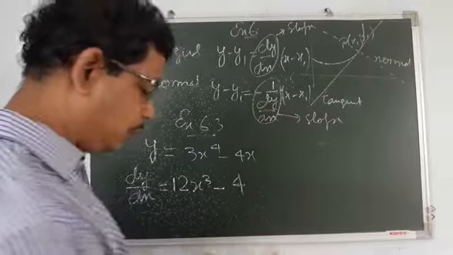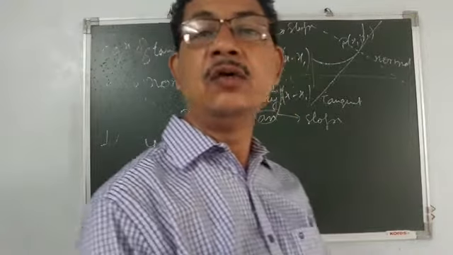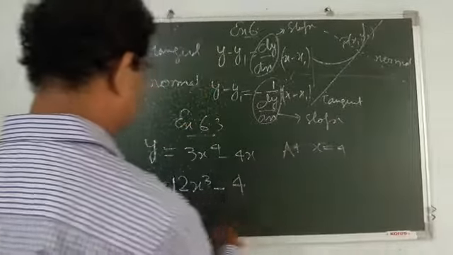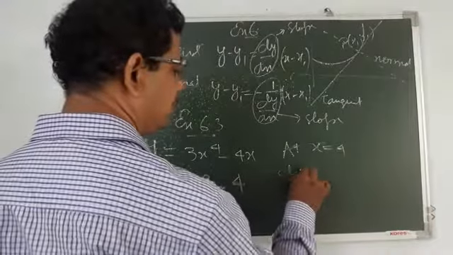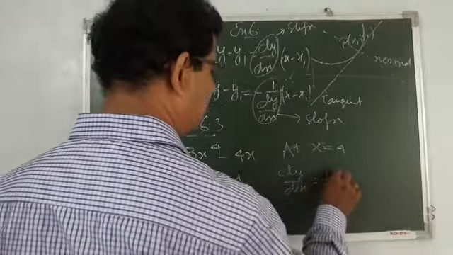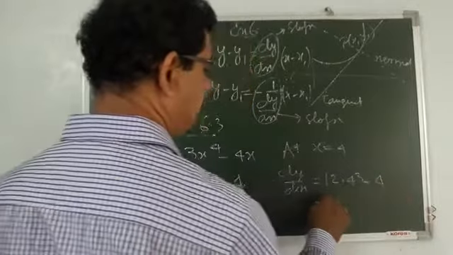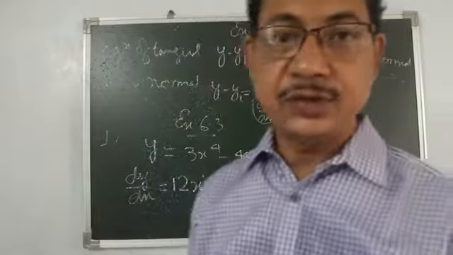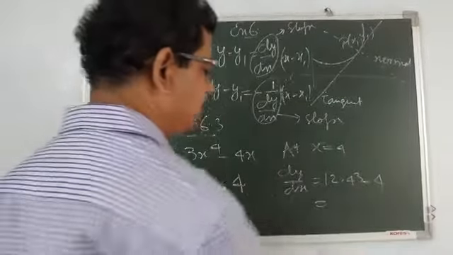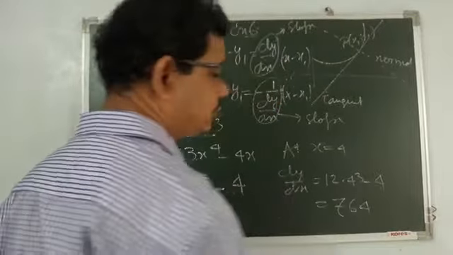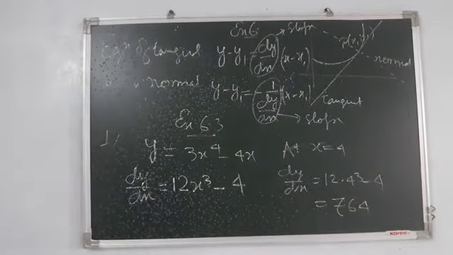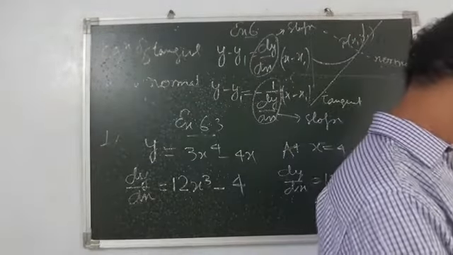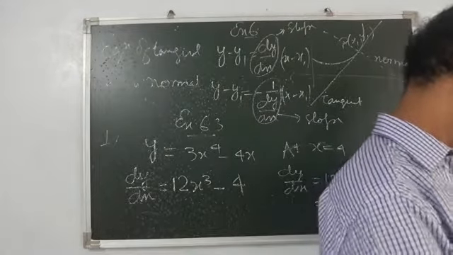Now we have to put the point. They have given only the x coordinate of that point, at x equal to 4. For that point, dy/dx, that is the slope, will be 12 into 4 cubed minus 4. After simplification, 4 cubed is 64, 12 into 64 is 768, and 768 minus 4 is 764. So the slope of the tangent at that point is 764.